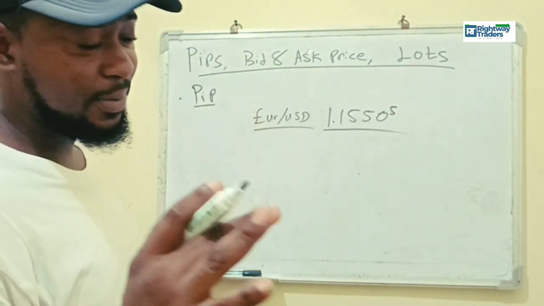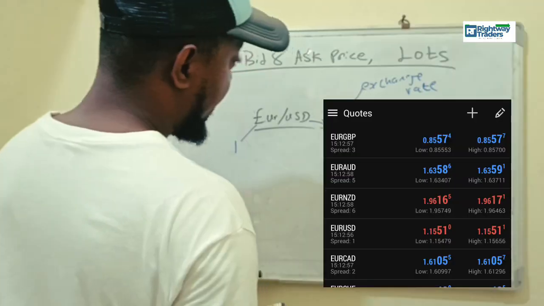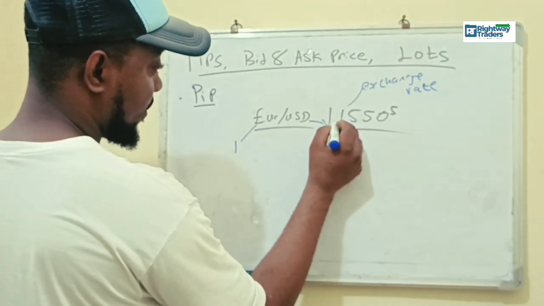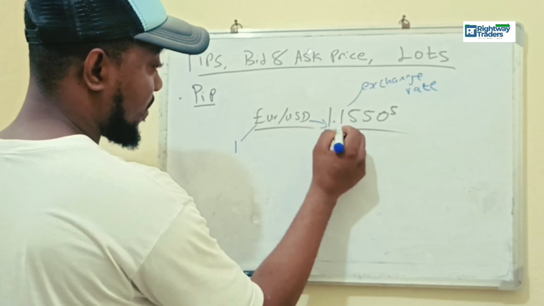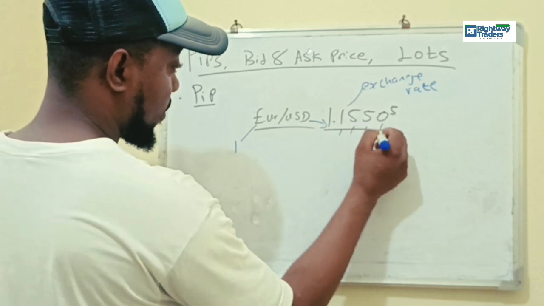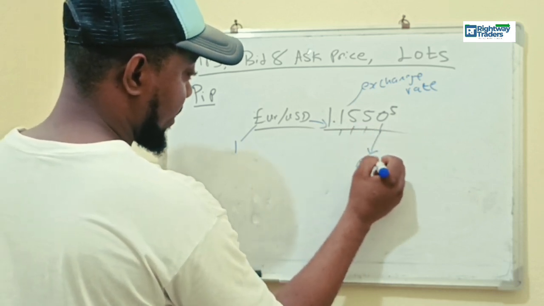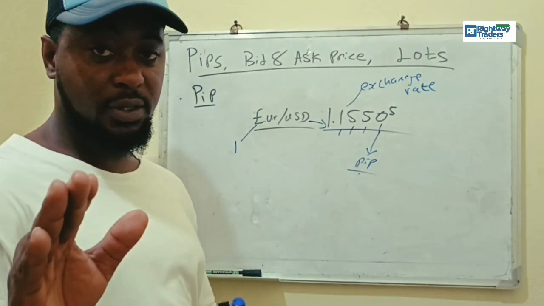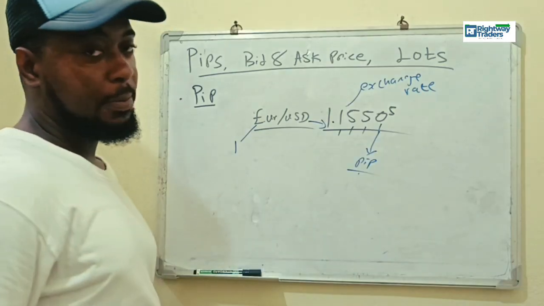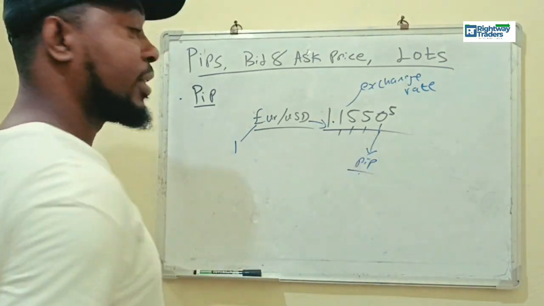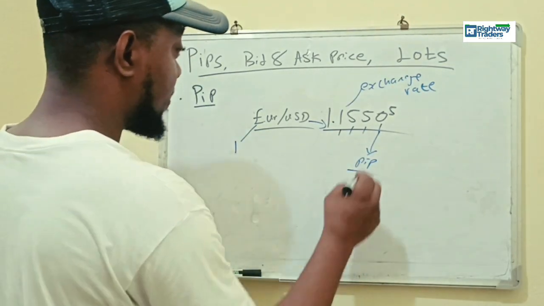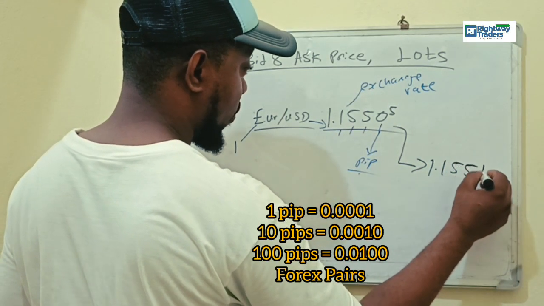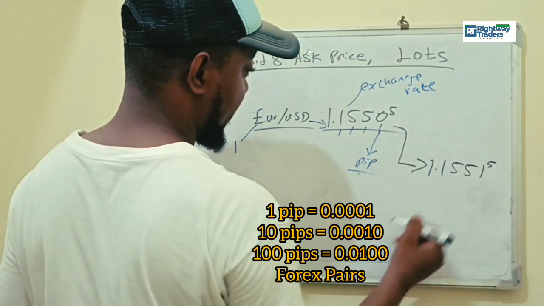When you open your forex trading platform, you see figures like this. A pip is the last four digits counting from the decimal point, the last four digits after the decimal point. So 1, 2, 3, 4. That is what a pip is for every single currency pair, apart from the JPY pairs, which I will get to. So if you want to say that this exchange rate increased by 1 pip, it means this exchange rate is going to be 1.1551.